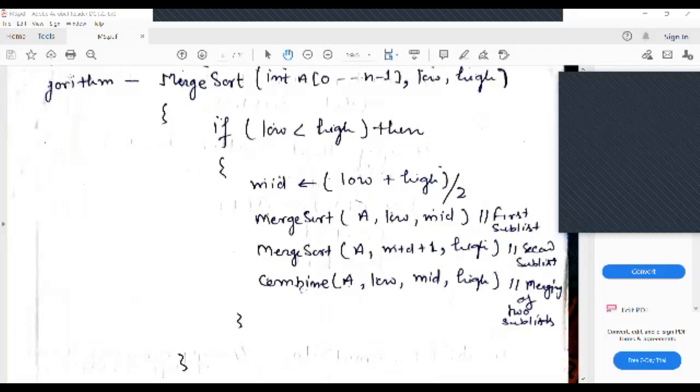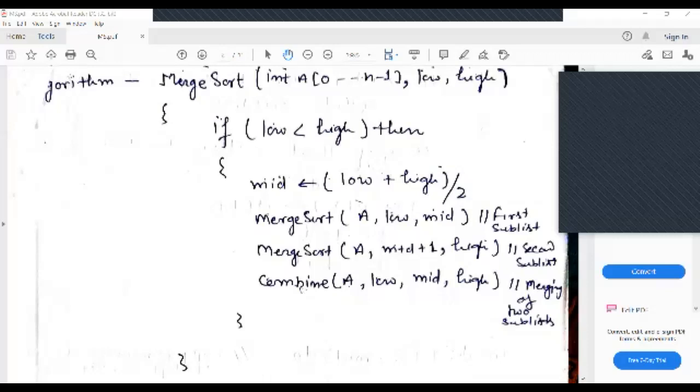After all these calls, it will reach the condition where low is not less than high. This is the condition where the algorithm terminates. But here you have to see that each successive call of the algorithm calculates the mid, that is (low plus high) by 2, and merge sort is called again for the first half and for mid plus 1 to high, that is the second half.